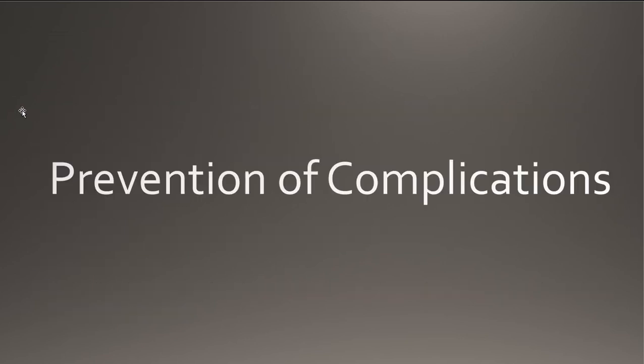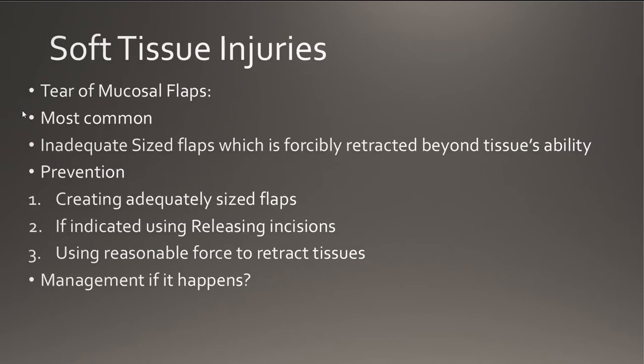Now, let's talk about prevention of the complications. Soft tissue injuries: sometimes we can have a tear in the mucosal flap. While we're doing extraction, the elevator slips and injures the tissue, making a tear. Now, it's the most common to happen, usually due to inadequately sized flaps or forceful retraction.